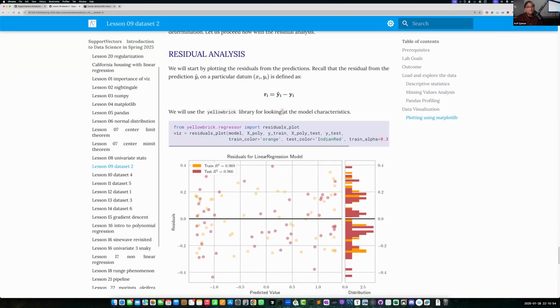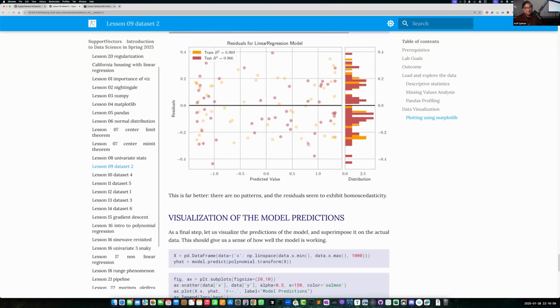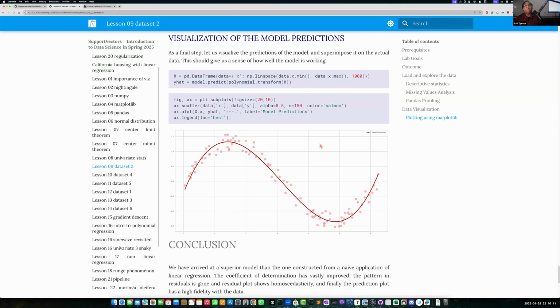And now when you look at the residual plot, do you see any pattern here? Do you see any heteroscedasticity? No, it looks nice, pattern-free data, right? And therefore, you feel you have landed upon a good model. And let's plot the model over the data. What does it look like now, guys? Would you trust this model to make predictions for you? Yes. That, therefore, introduces you to polynomial regression.